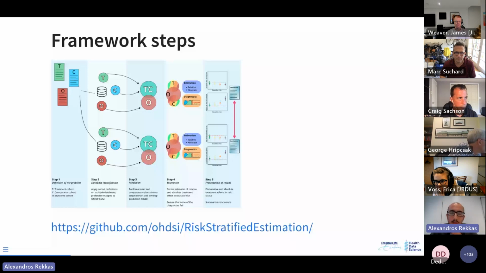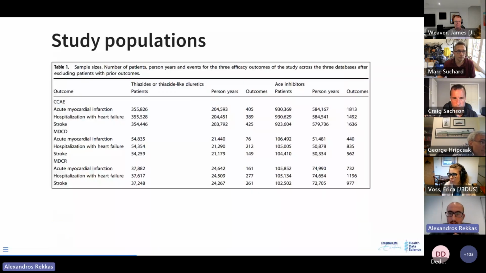So for this paper, as a demonstration, we used a sub-problem from the Legend hypertension study, namely the comparison between thiazides or thiazide-like diuretics and ACE inhibitors. And we did this comparison across the three IBM databases. The outcomes were acute myocardial infarction, hospitalization with heart failure, and stroke, and another 9 safety outcomes that we'll see later.